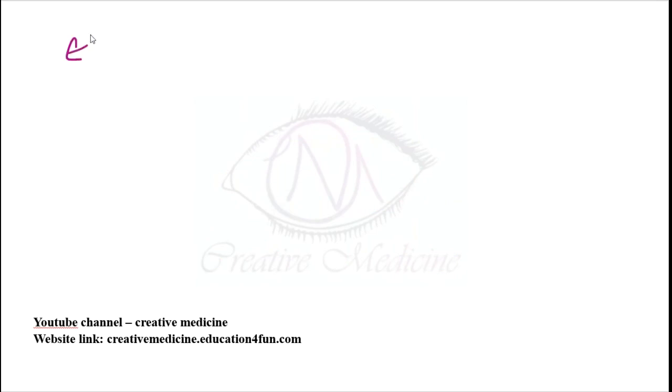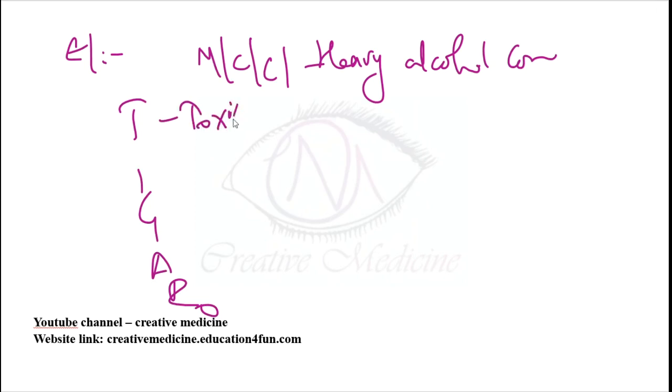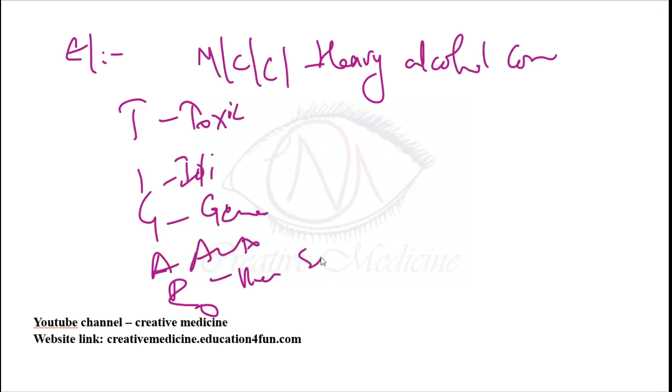Now, if you see the causes or etiology, the most common cause of chronic pancreatitis is heavy alcohol consumption. For chronic pancreatitis, we have a classification called the TIGAR-O classification, which stands for toxic, idiopathic, genetic, autoimmune, recurrent severe pancreatitis and obstructive pancreatitis. So these are the etiological features.